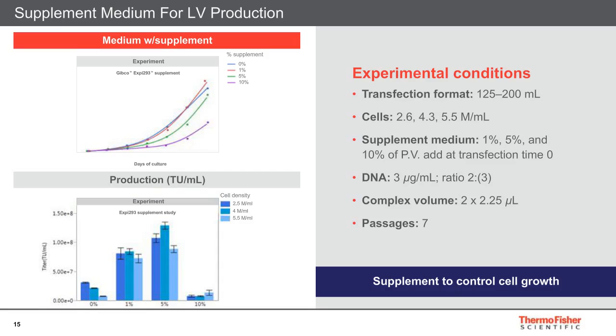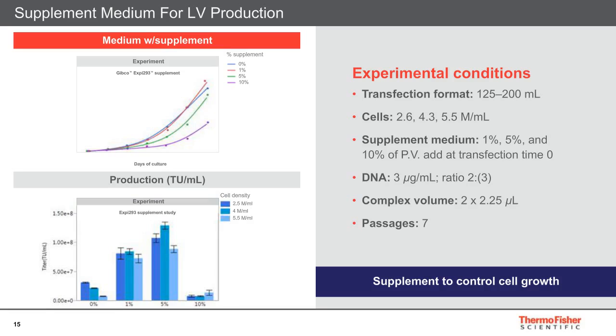We used different concentrations of the supplements: 1, 5, and 10%. And you can see by this how the cell growth changes. And if you correlate the cell growth with the titer production, which is at the bottom left, you see that we can find optimum concentrations to really maximize lentiviral production.